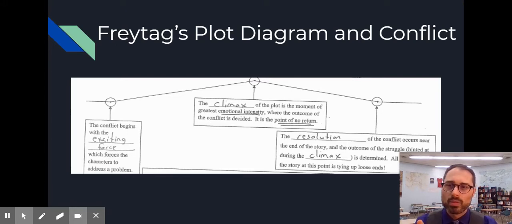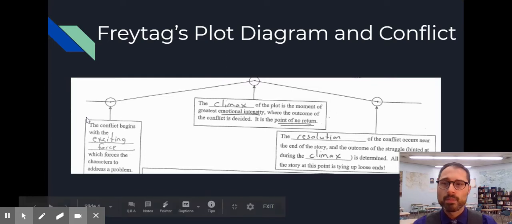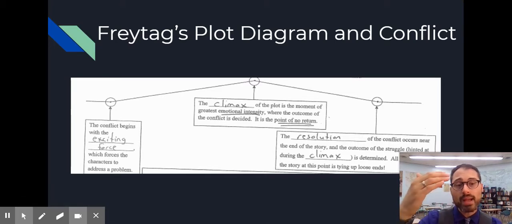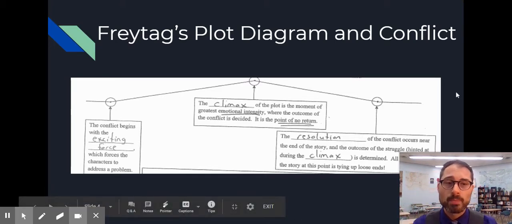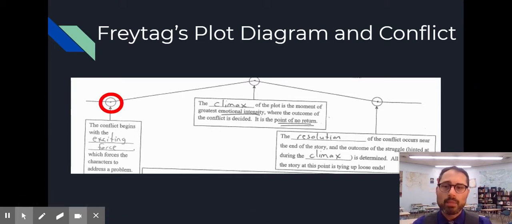Now, we're going to look at Freytag's plot pyramid in another video, but we want to know how the plot progresses and where the problems start, where the problem climaxes, and where the problem's resolved. And notice we are looking at these marks. I've had the first one circled here in red. The problem begins in what we call the exciting force. You might also hear it as the inciting incident or the inciting moment.